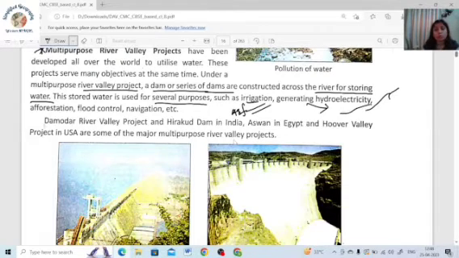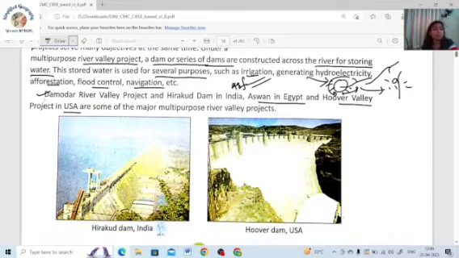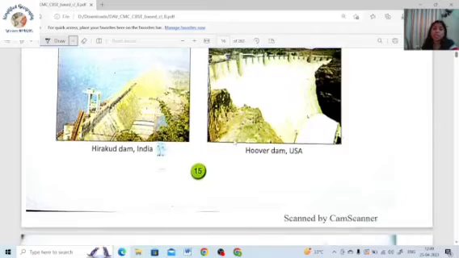You are using flowing water and you have a turbine, you can run that turbine and you can use that flowing water and generate electricity. Okay, afforestation, flood control, even the navigation purpose also we can utilize water. Such major multi-purpose river valley projects are in our country, Damodar and Hirakud, Aswan in Egypt, Hoover Valley project in United States of America are the most major multi-purpose river valley projects.